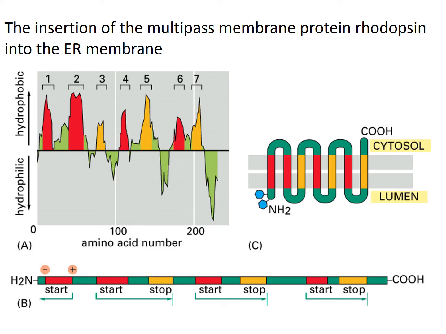So here's one of these serpentine receptors, rhodopsin. It's involved in light pigmentation. This shows a hydrophobicity profile, showing the hydrophobic and the hydrophilic regions. And then here's the actual structure. Coming into the ER, there are start and stop areas that allow this to be threaded through. And so there are domains here that have information for translocation machinery.